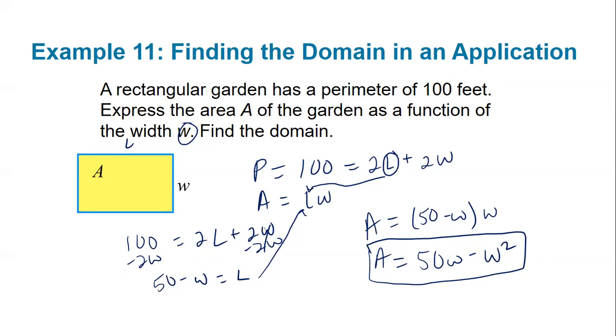So therefore, what would make 50 minus W 0? 50. So our W would have to be 50 or greater. Does that make sense?